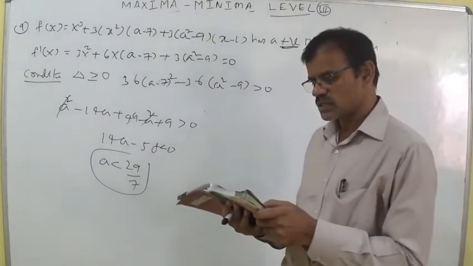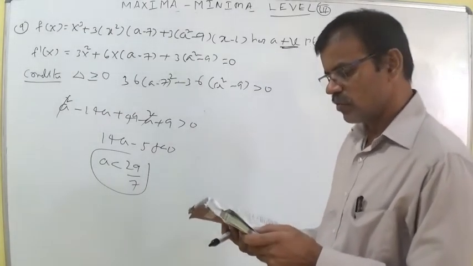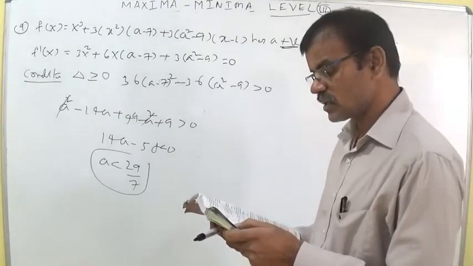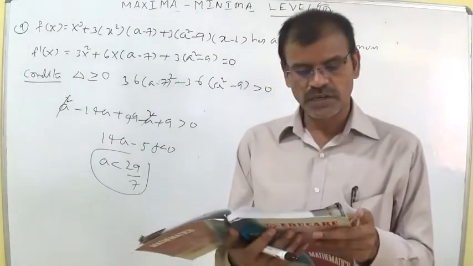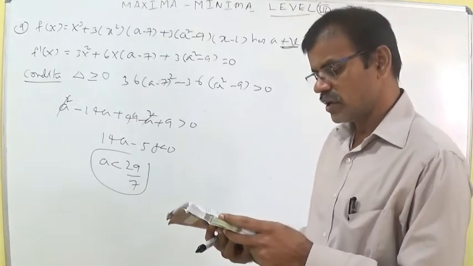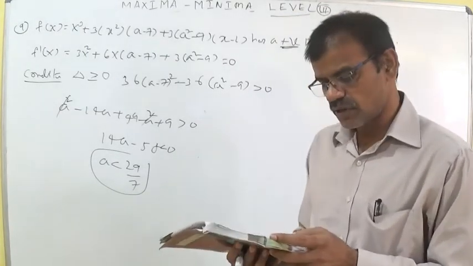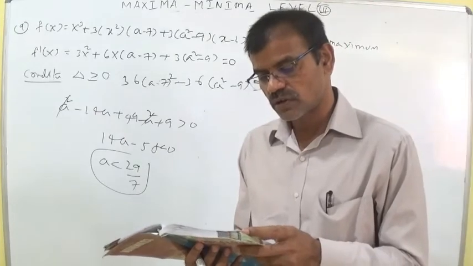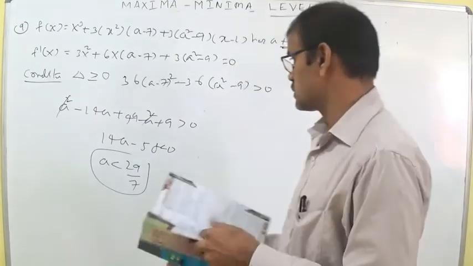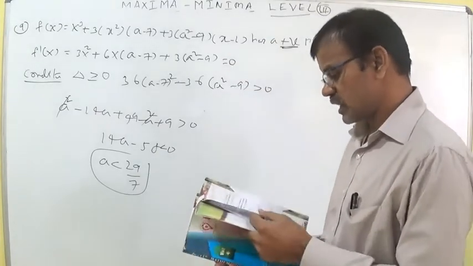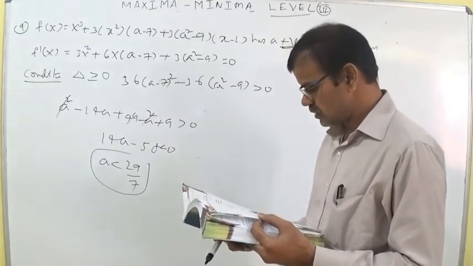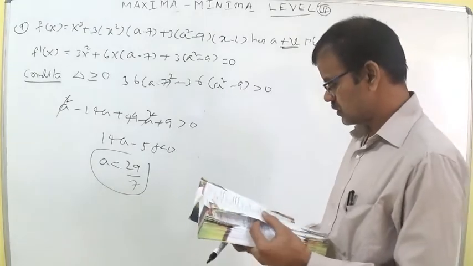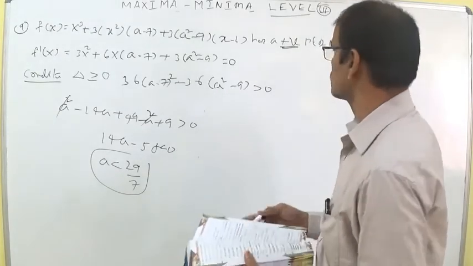Next, f'(x) according to the domain. There are 2 options, students. We have already calculated f'(x). a belongs to (3, 29/7) or (-infinity, 29/7). So we have discussed the second derivative, and f'(x) and the discriminant we have got. Next, let us discuss the positive condition.